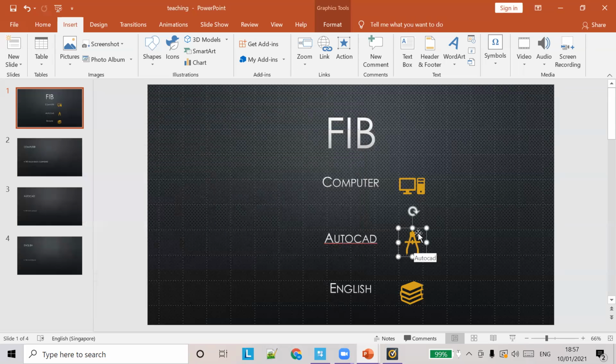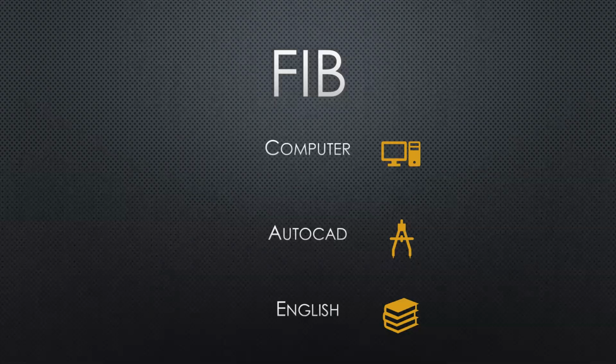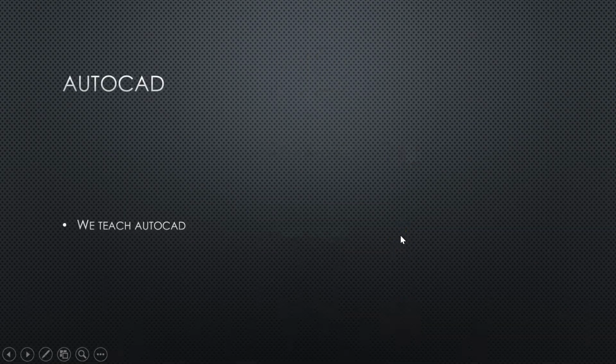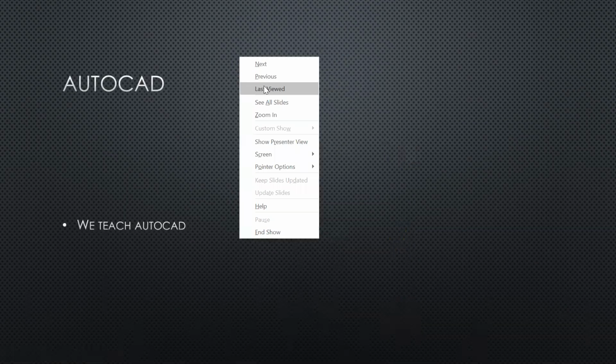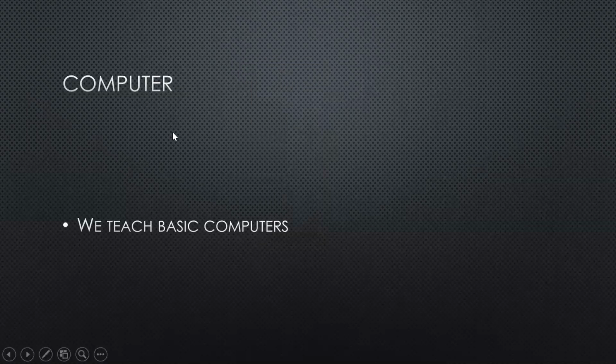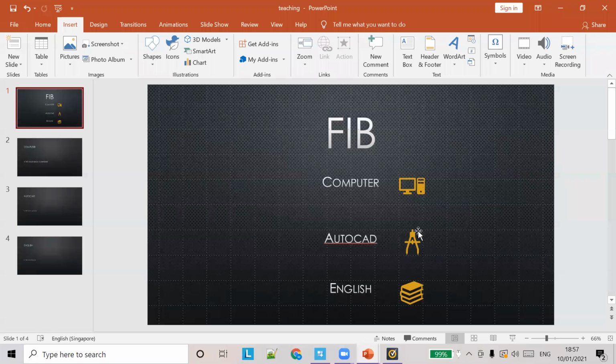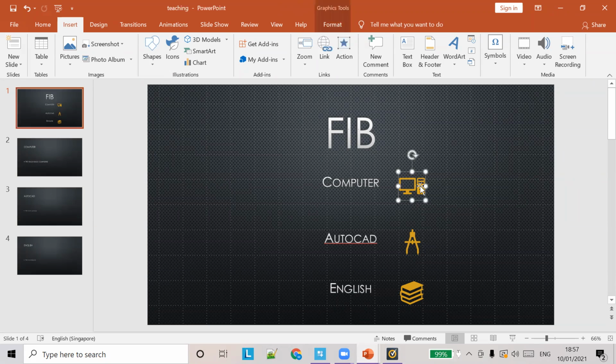So now we know that this icon has a hyperlink. Okay, so go to this. When you click this AutoCAD icon, it directly goes to the AutoCAD screen. In the previous screen you see that there is a computer, so it skips the computer slide and directly goes to the AutoCAD slide. So that's the purpose of having icons. So similarly, we'll add hyperlinks for these computer icons also.